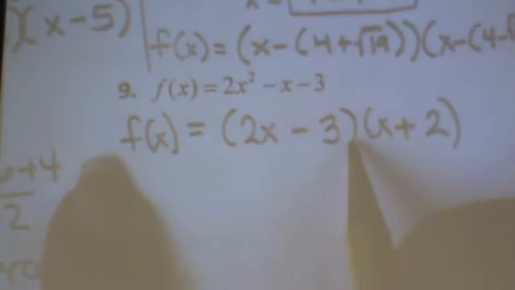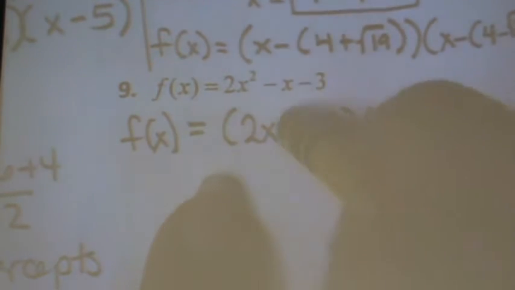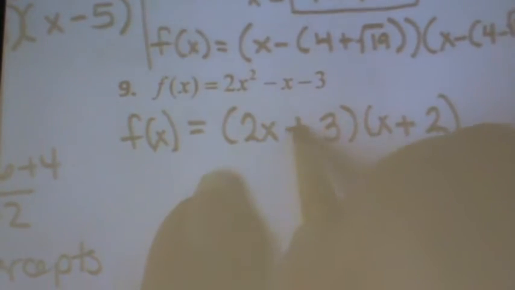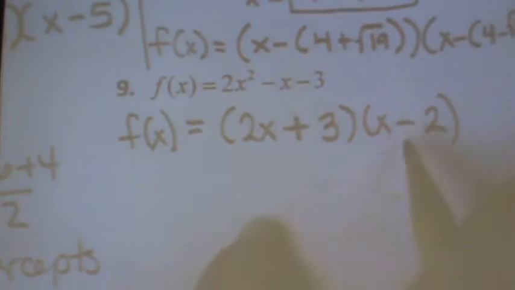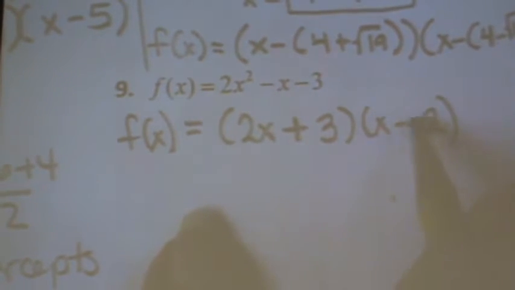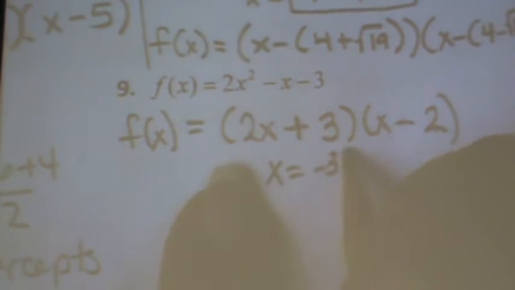So 2x times x is 2x squared. 2x times 2 is 4 minus 3. So we get a little boo-boo here. We have to just make that a plus and this a minus. And now it factors. We have negative 4x plus 3x is negative 1x. So your x-intercepts are negative 3/2 and 2.